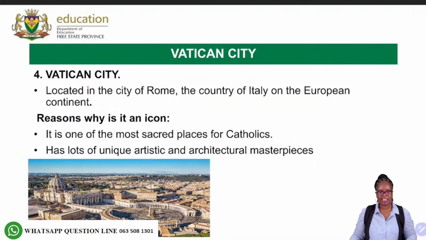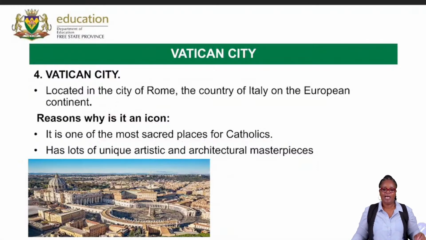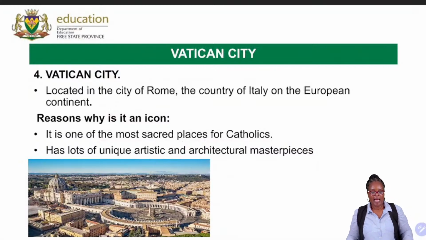Apologies for the technical glitch, but here we are back. We were on our fourth icon, which is the Vatican City. As I said, you need to make sure that for all the attractions, you drill on the location. You need to know that Vatican City is located in the city of Rome, the country is Italy and the continent is Europe. That's what you need to know.